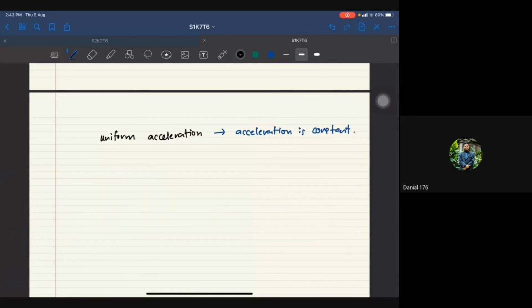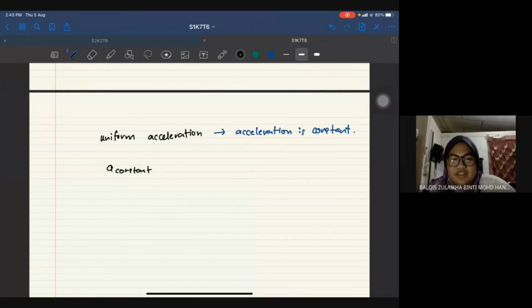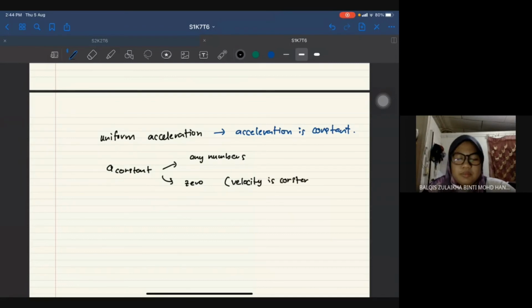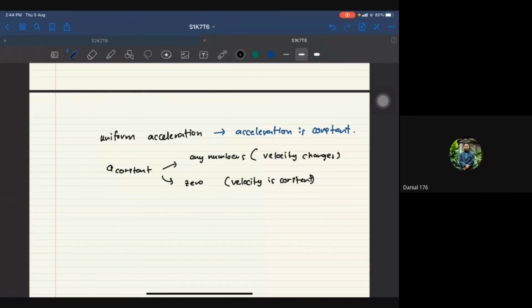Macam pening. Okay, saya tulis. Kalau acceleration constant kosong, so velocity dia tak berubah. Exactly. So acceleration constant, it could be any numbers, and also it could be zero. Zero also considered as constant acceleration. So when acceleration is zero, the velocity is constant. Kalau any numbers, so velocity changes. Okay, yang lain boleh ikut ke tak? So far. Boleh, sir. Nice, okay.